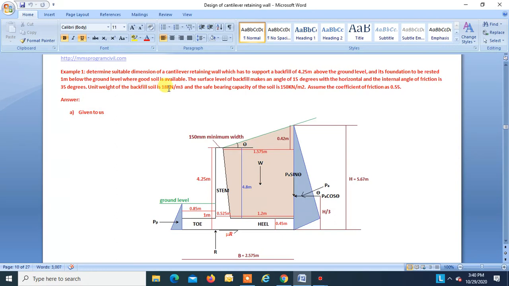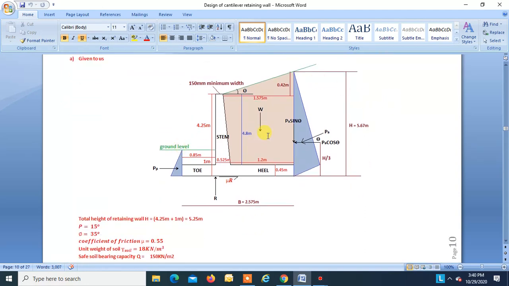Unit weight of backfill is 18 kN per meter cube. This is backfill, okay. And the safe bearing capacity of the soil is 150 kN per meter square. Assume the coefficient of friction as 0.55. Now, this is our figure. So, this is 15 degrees. So, this force Pa will also act at 15 degrees, right? It will give a horizontal component Pa cos theta, which will be the active pressure, okay.